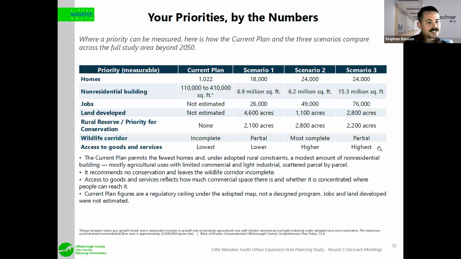Great. So again, what we tried to do was take the highest priority concerns that you expressed to us and quantify them in some way to provide a way to compare each of the scenarios back to the current plan. And again, the goal of this is not to take one scenario or the other and move it forward. The goal is to take all three scenarios and the current plan, look at the best information and the best ideas from all of them, including ideas that we are going to be putting forward here in the next couple of slides, and build a preferred scenario that moves forward the best aspects of all of them.